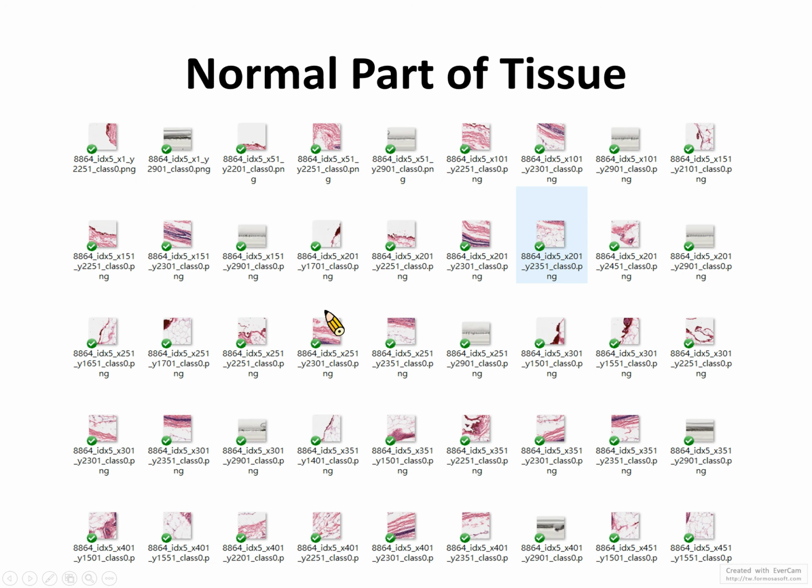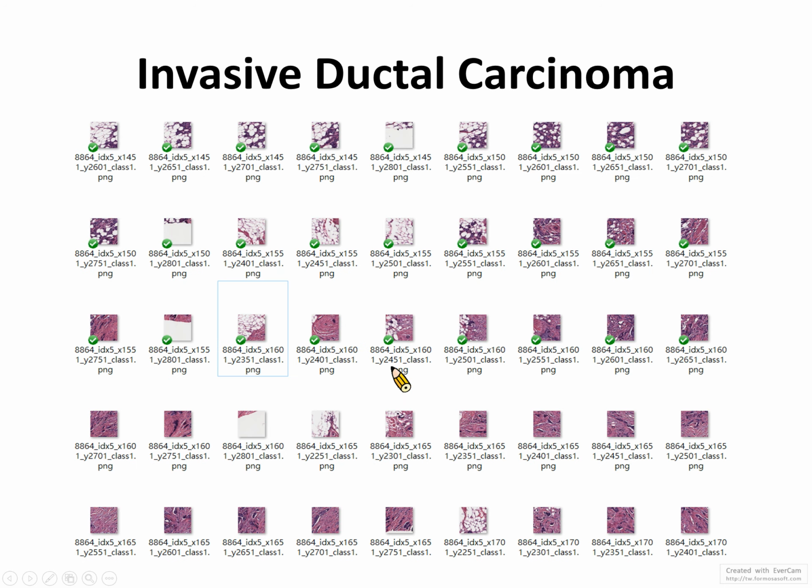So you can see that even for this one, a majority of the parts are normal, with no tissue or normal parts of the tissue that do not have cancer cells. But in the case of invasive ductal carcinoma, you can see that the cancer cells can be identified only in these small parts.